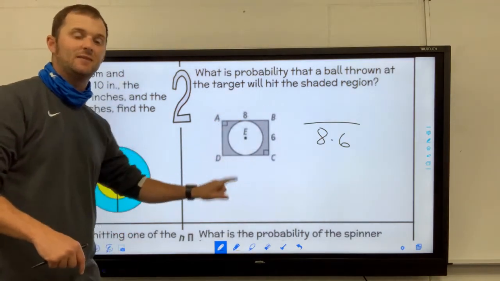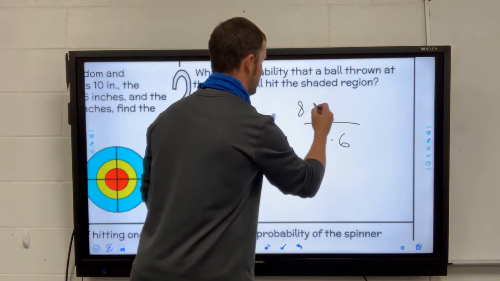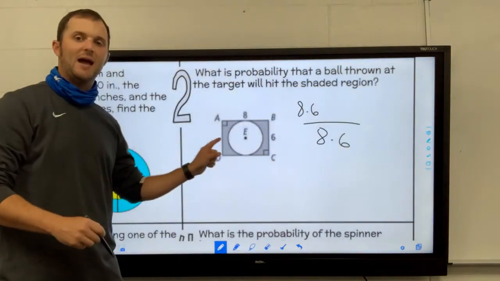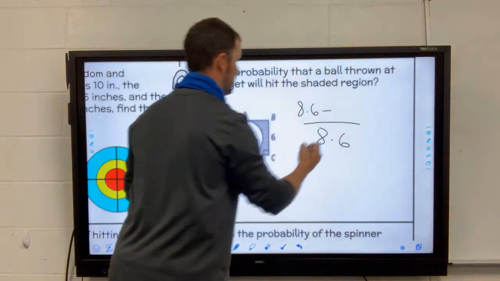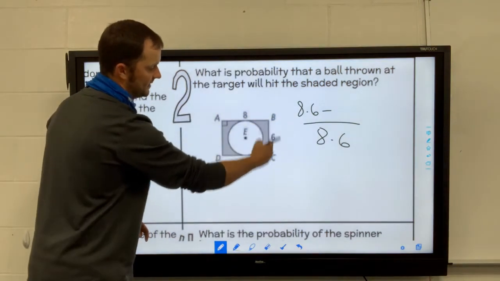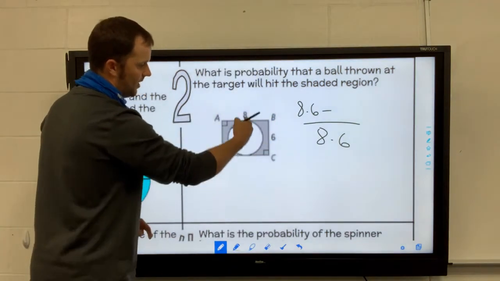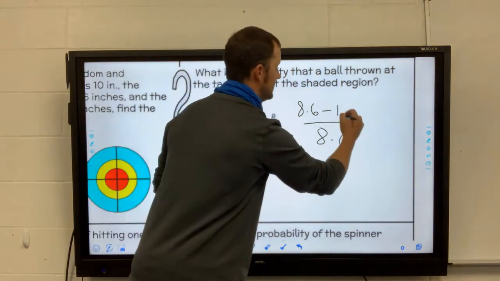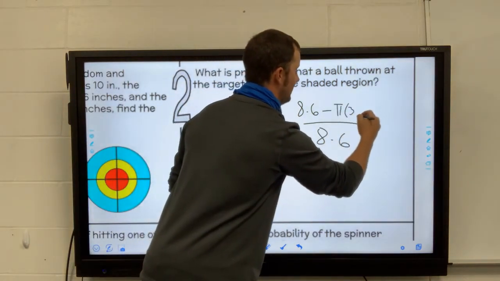Now it looks like I want just the area of the shaded region. So that means I need to take the total area of my rectangle, and I need to subtract out my circle. So I'm going to subtract out, it looks like the diameter is going to be 6 all the way across. So half of that is 3. So I'm going to take out pi 3 squared.